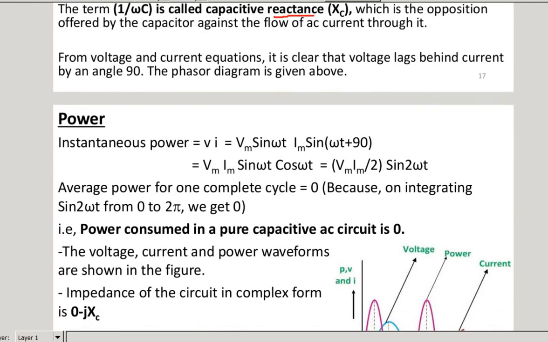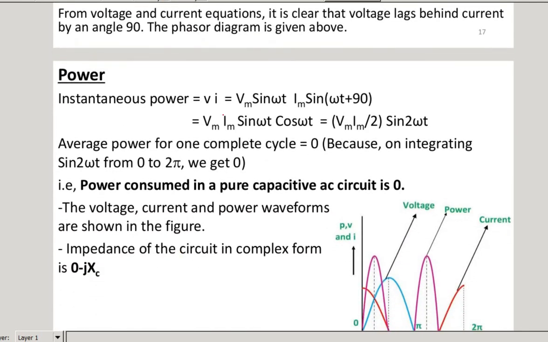Now, what is the expression for power? We have already found the instantaneous power expression, which is equal to V into I. Applying the equations for voltage and current, it will be Vm sin omega t into Im sin of omega t plus 90 degrees. We can rewrite it as Vm Im sin omega t cos omega t, since sin of omega t plus 90 degrees converts into cos omega t. Now using the expression sin 2 theta is 2 sin theta cos theta, this can be simplified into the form Vm Im by 2 sin 2 omega t.